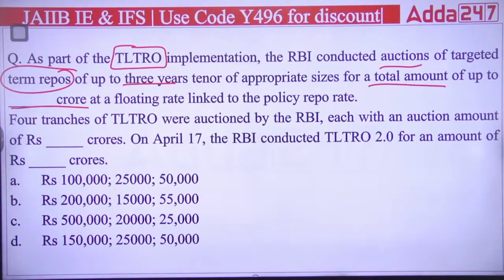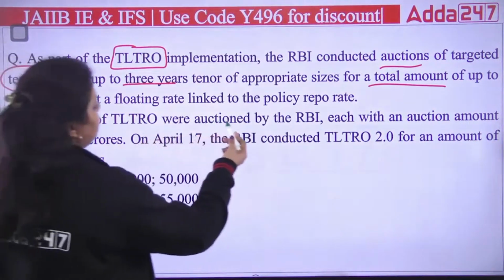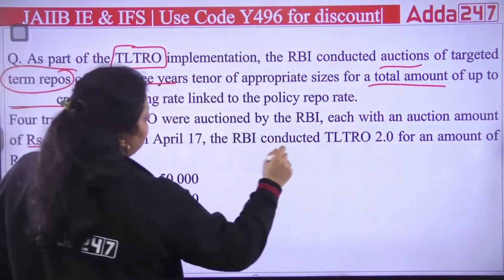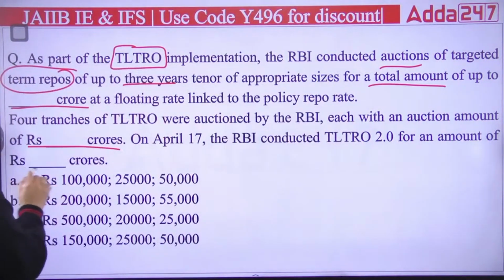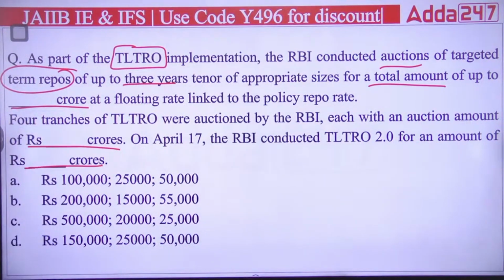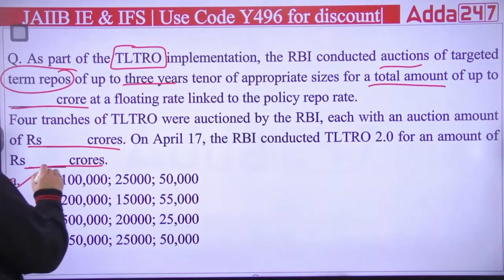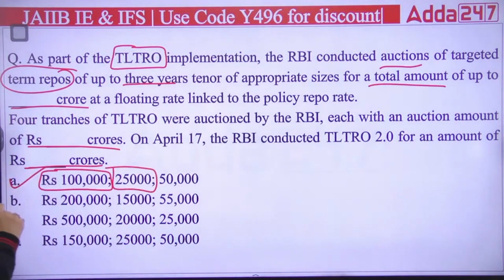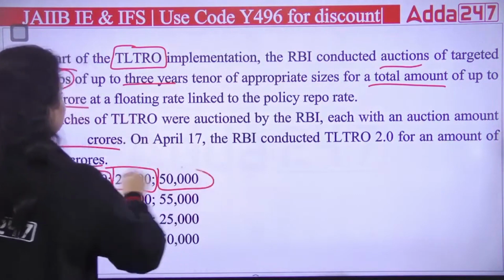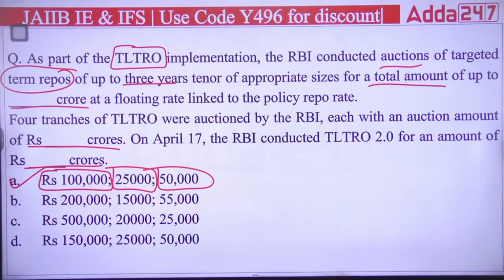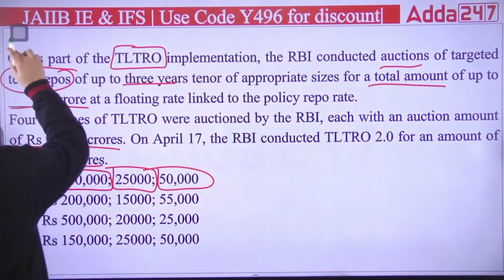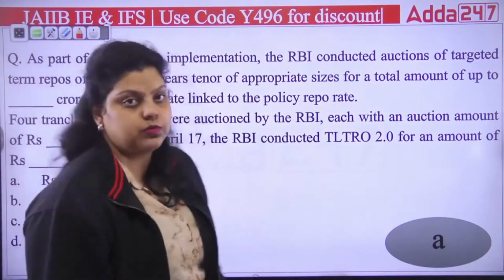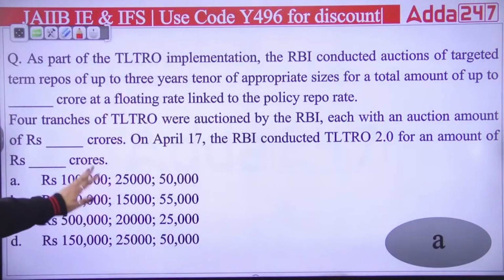Okay, so the second fill in the blanks is talking about 4 tranches of TLTRO or auction by RBI, each with an auction amount of dash crores. On April 17, RBI conducted TLTRO 2.0 for an amount of dash crores. So they are asking about the amount, and the right answer is actually A, because the total amount is 1 lakh crores, the 4 tranches happened of 25,000 crores each, and TLTRO 2.0 was issued for the amount of 50,000 crores. Do remember these amounts, very important. This was done recently, at the time of the pandemic, so this is an important question. So the right answer will be your A option.